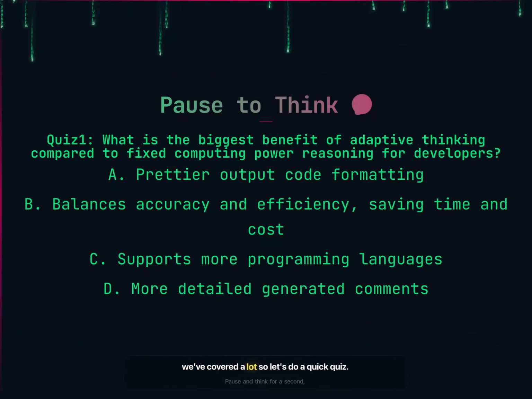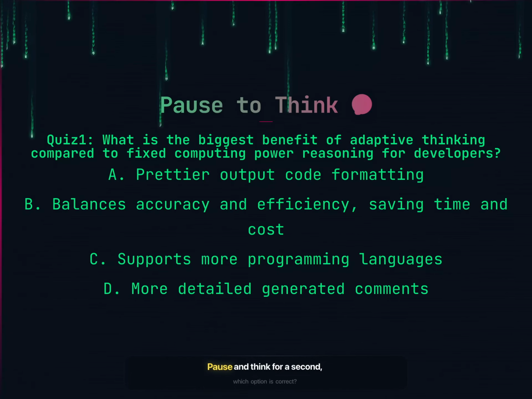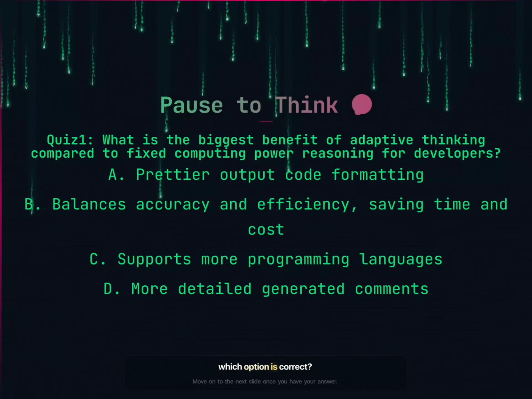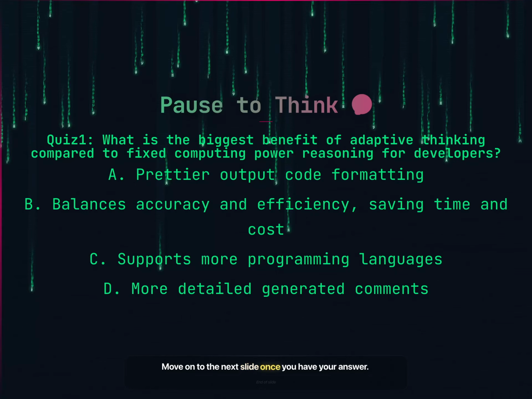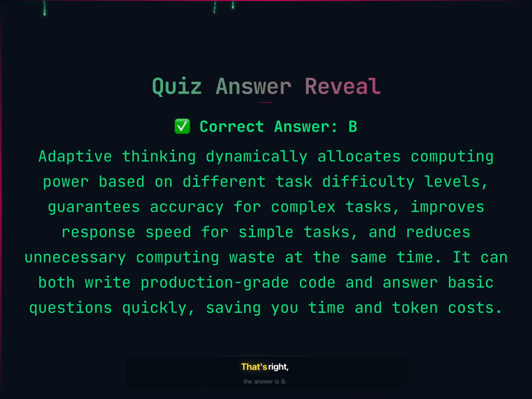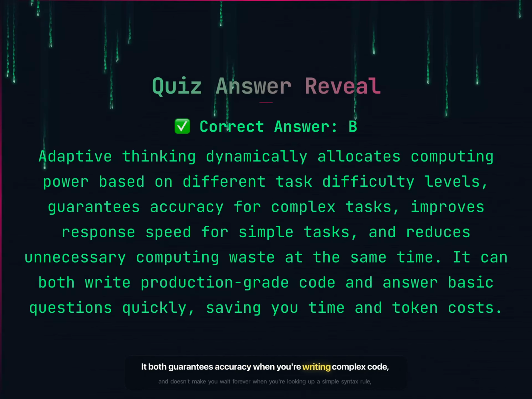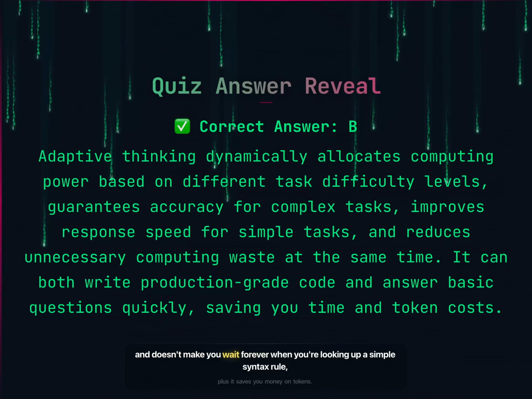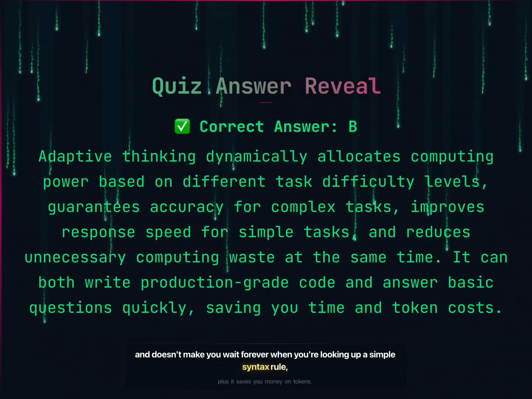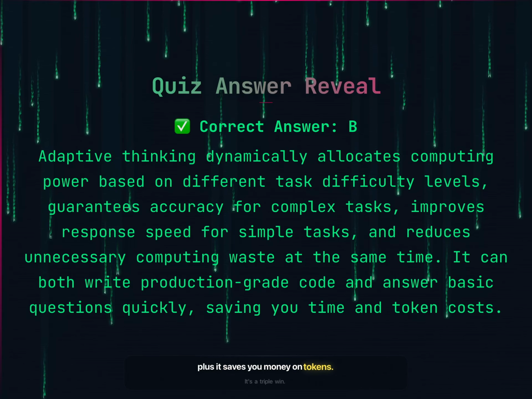Alright, we've covered a lot, so let's do a quick quiz. Pause and think for a second which option is correct. Move on to the next slide once you have your answer. That's right, the answer is B. It both guarantees accuracy when you're writing complex code, and doesn't make you wait forever when you're looking up a simple syntax rule, plus it saves you money on tokens.